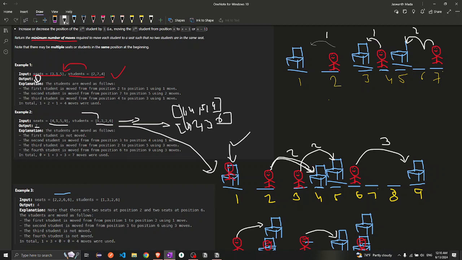So these are also aligned. So the number of seat changes will be 0. Now the second student, he is assigned to number 4, right? Which we can also see here. So number 2 will be assigned to 4, which is a difference of 2. And the number 3 is assigned to 5. The difference is 2. And the number 6 is assigned to 9. The difference is 3, right? The summation of all these differences is the answer.